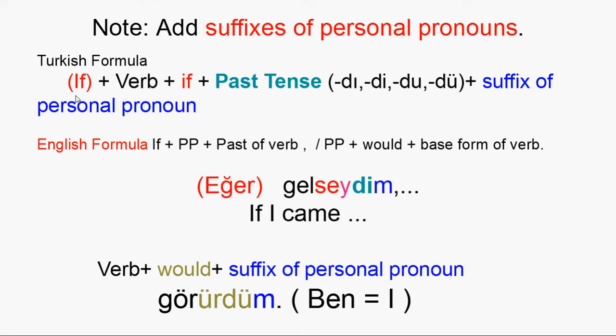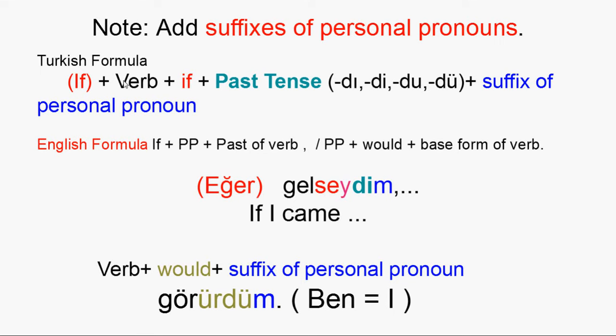So the formula is here. If something is in brackets, that means you don't have to use it. If you want, you can use it. After that, we must use the verb in Turkish. After that we use the suffix of if, of course I will explain to you, then the past tense suffix, di, and then the suffix of the personal pronoun. This is the if part, okay? So if you make sentences in Turkish, you have to follow this formula.